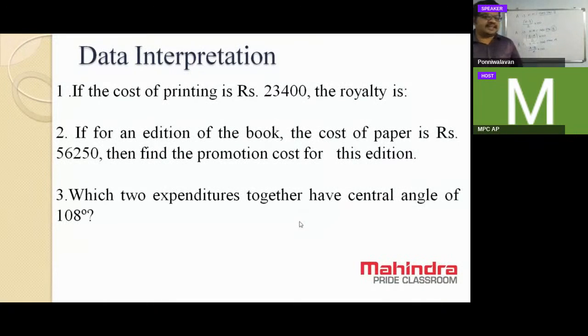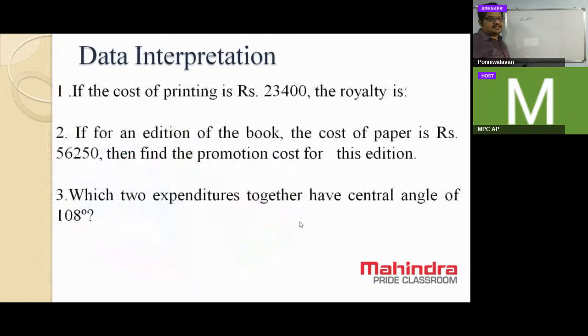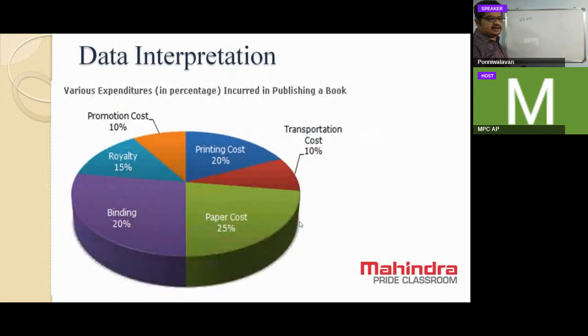Okay, what is the first question? A simple one. If the cost of printing is 23,400, did I explain percentage for you? The cost of printing is 23,400. What is the printing cost percentage? It is 20%. What are they asking? Royalty. Okay, listen.